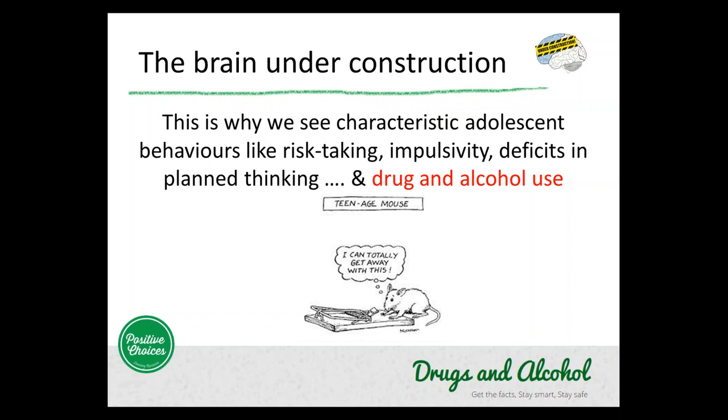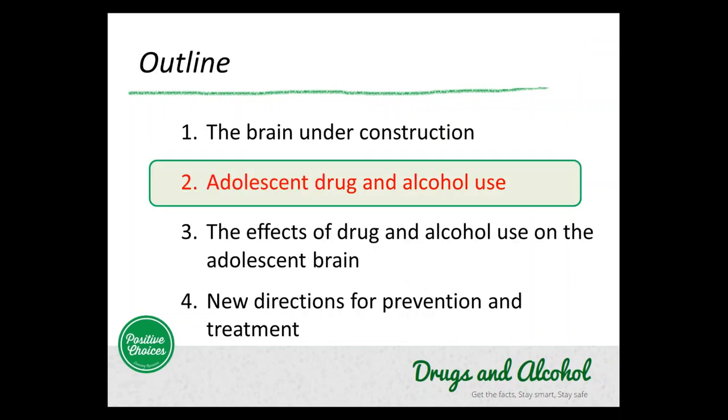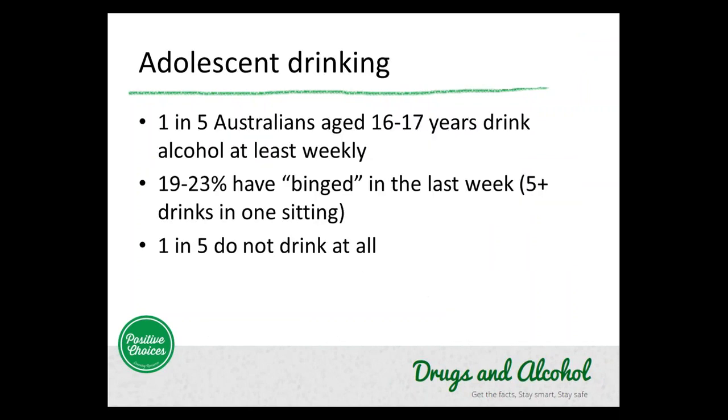What I first wanted to touch on was adolescent drug and alcohol use. So I wanted to look at the rates of adolescent drug and alcohol use amongst Australian teens. So here we have the statistics for drinking amongst Australian adolescents. So 1 in 5 Australian adolescents, or those aged 16 to 17, drink alcohol at least weekly. Nearly 25%, nearly a quarter, have binged in the past week, and 1 in 5 adolescents don't drink at all.